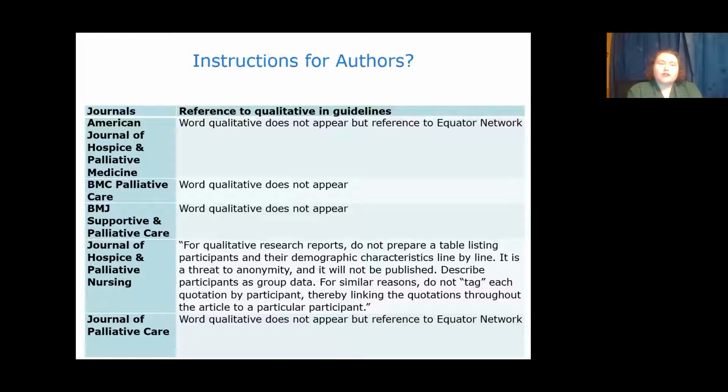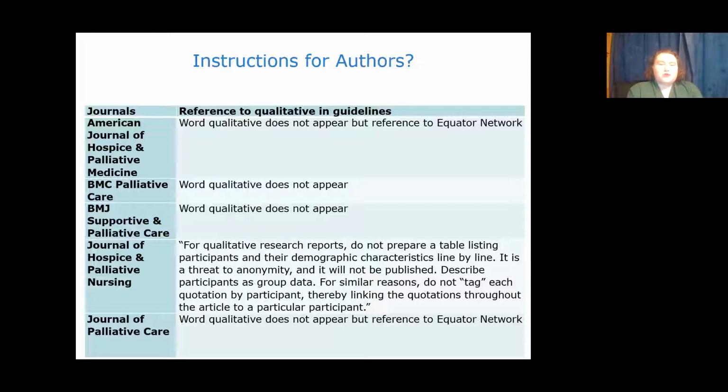So for the American Journal of Hospice and Palliative Medicine, the word qualitative doesn't appear in their guidelines, but they do reference the Equator Network. And I'll come back to the Equator Network and what they have to say about qualitative research. Interestingly, for both BMC Palliative Care and BMJ Supportive and Palliative Care, the word qualitative doesn't appear in their guidelines. But as you'll see in a moment, all of these journals included qualitative research. The Journal of Hospice and Palliative Nursing had some nice additional information for those writing qualitative research.